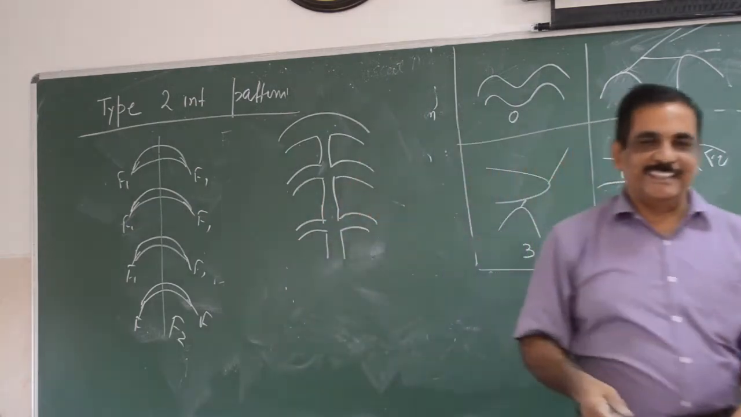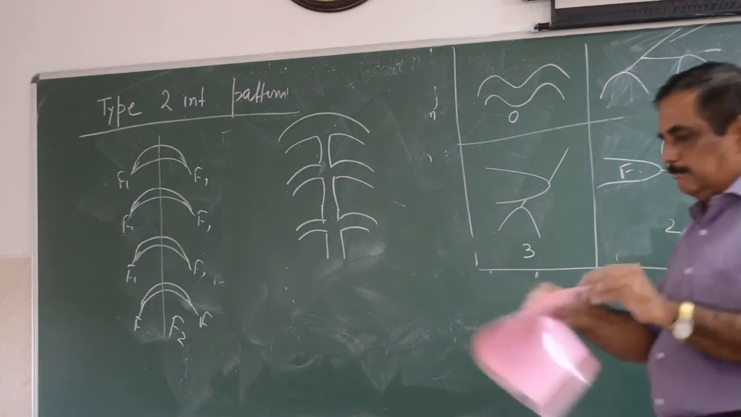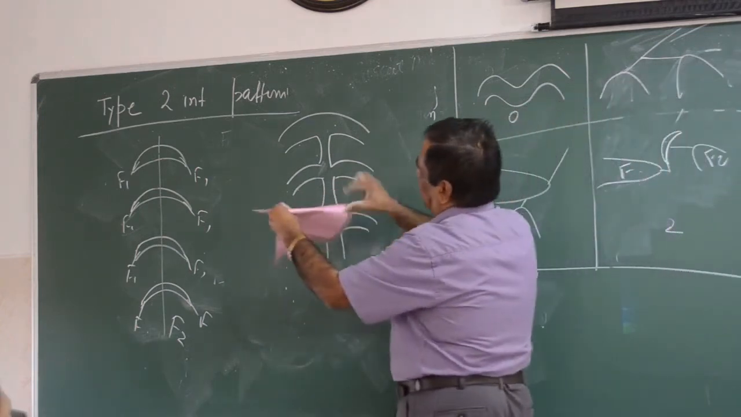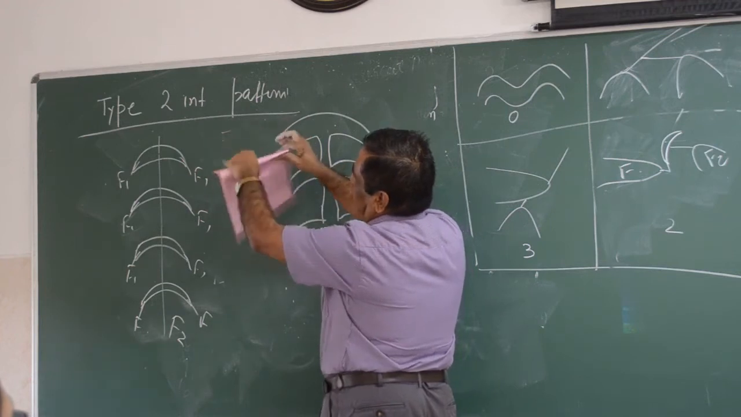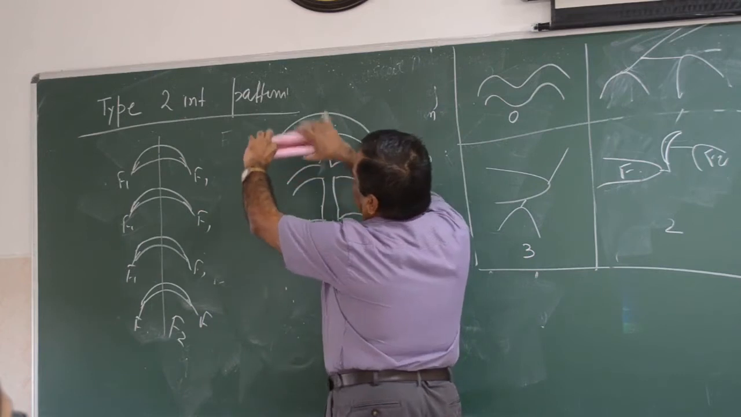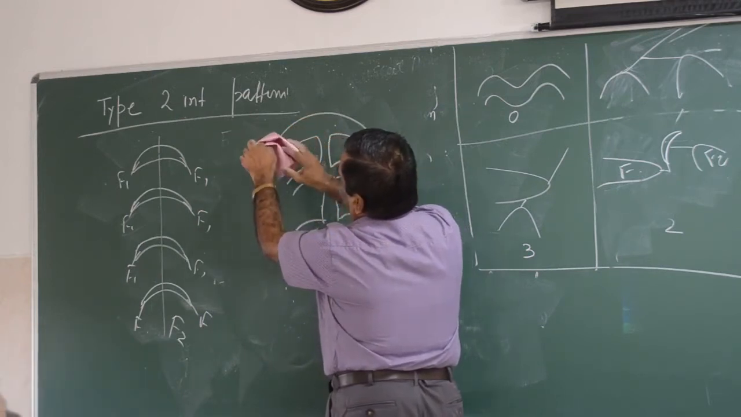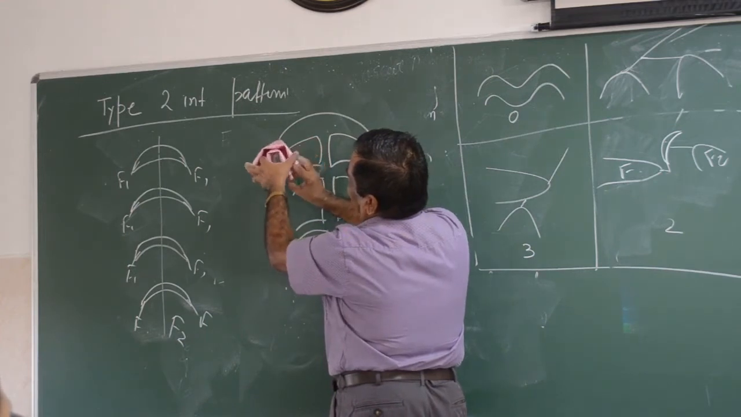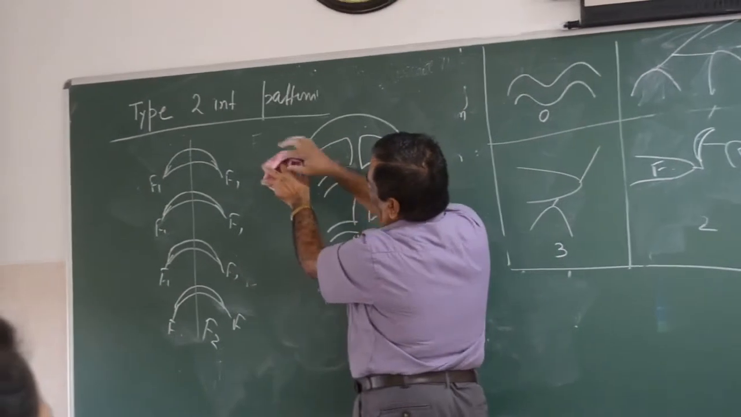You understand this thing? You will not understand, right? And see, it was like this, a series of F1 folds, like this, and you bend it this way, you are cutting like this. So gradually this is becoming open.